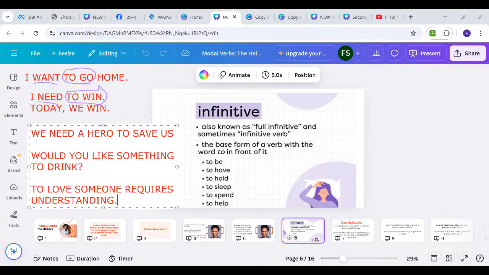So sometimes infinitives can act as a subject of a verb. For example, to learn or to unlearn rather is the greatest form of learning.